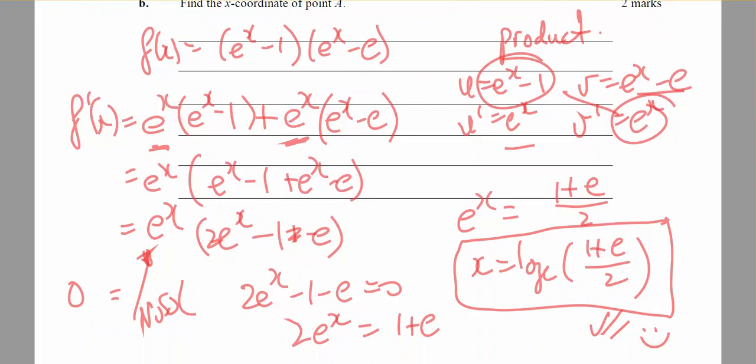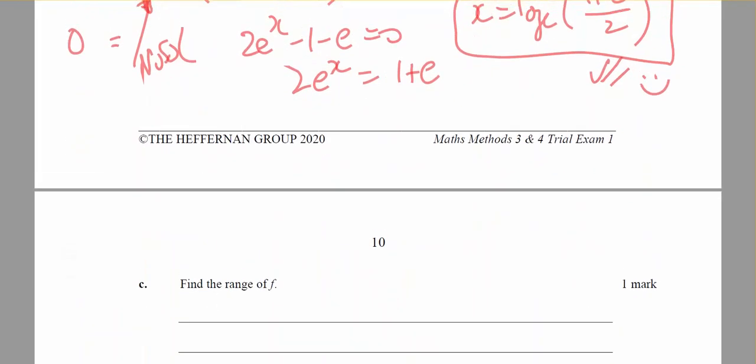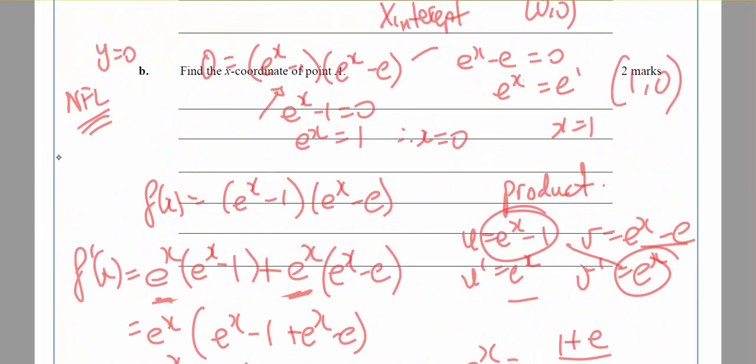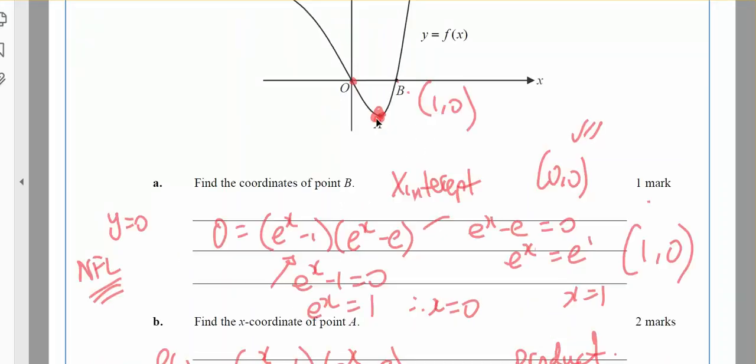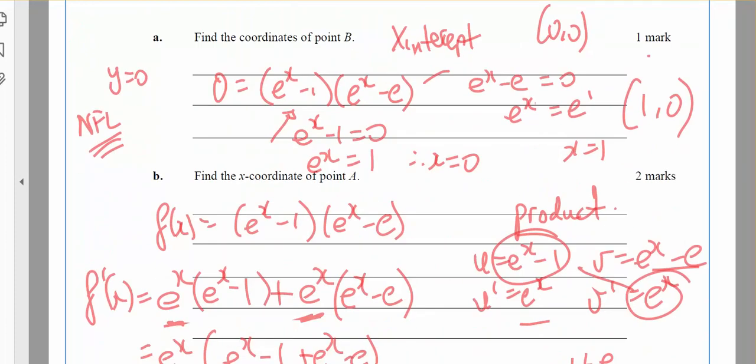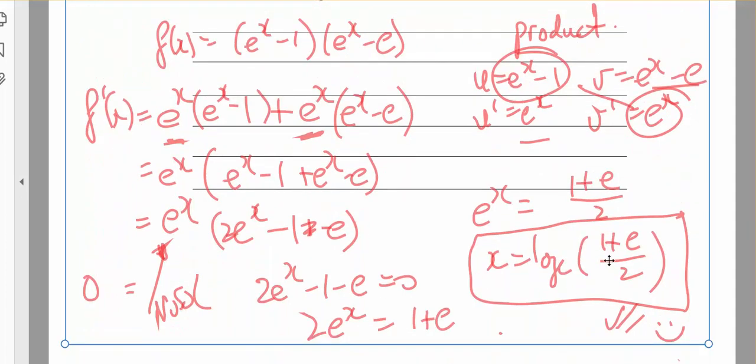Okay, so over the page, find the range of f. Well, the range of f is going to be this coordinate here. So the range is going to be the y coordinate of point A up. So I need to sub this into the rule to find the y coordinate.